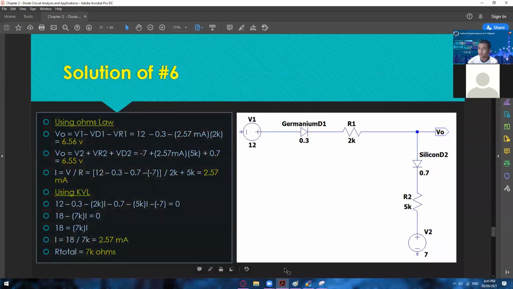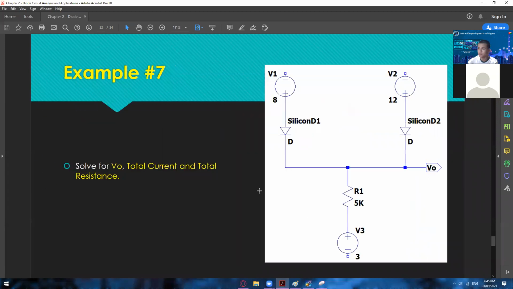Great. Okay, so if you guys don't have a question anymore, then let's now proceed to the last example. So solve for VO, same total current and then total resistance. So in here, we don't know where to start, but then again, we have to apply the basics of electricity. So the one thing that we need to check is the voltage source.